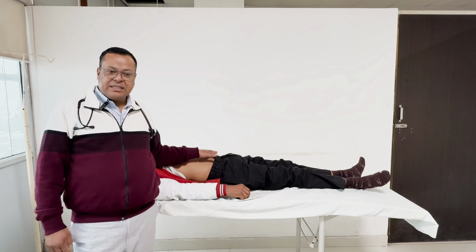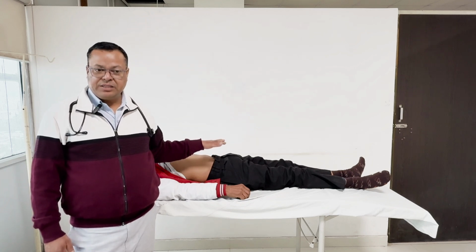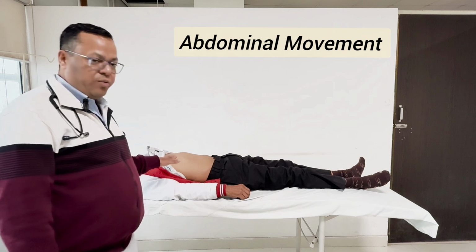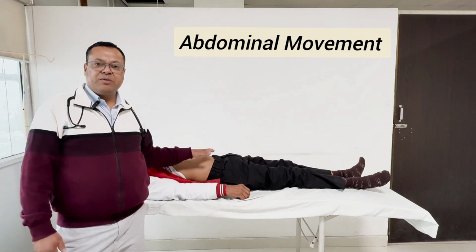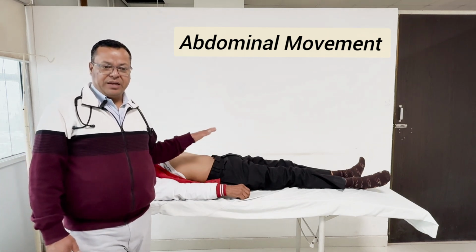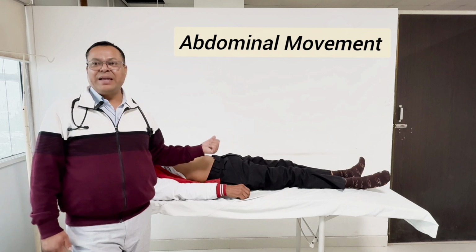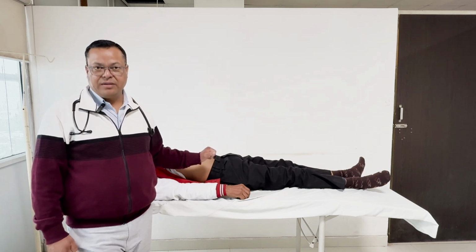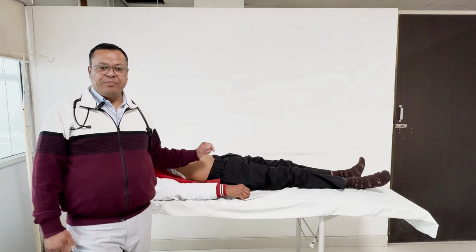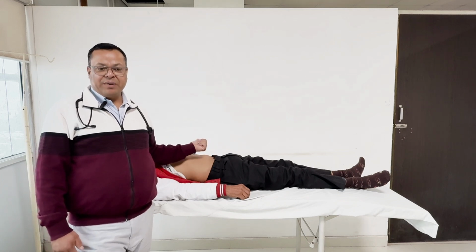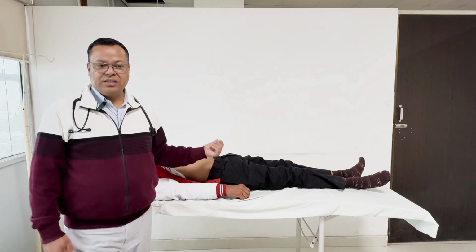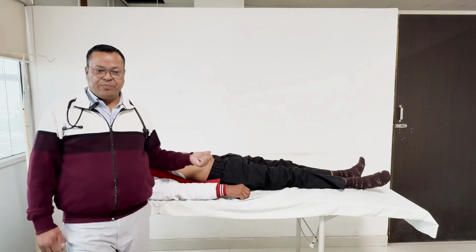Then next in inspection is the abdominal movement. We have to see whether abdominal movement is present or not. Sometimes if the patient is having peritonitis, in case of peritonitis there is a silent abdomen, there will be no movement. If there is a diaphragmatic hernia, then also you may have a reverse abdominal movement.